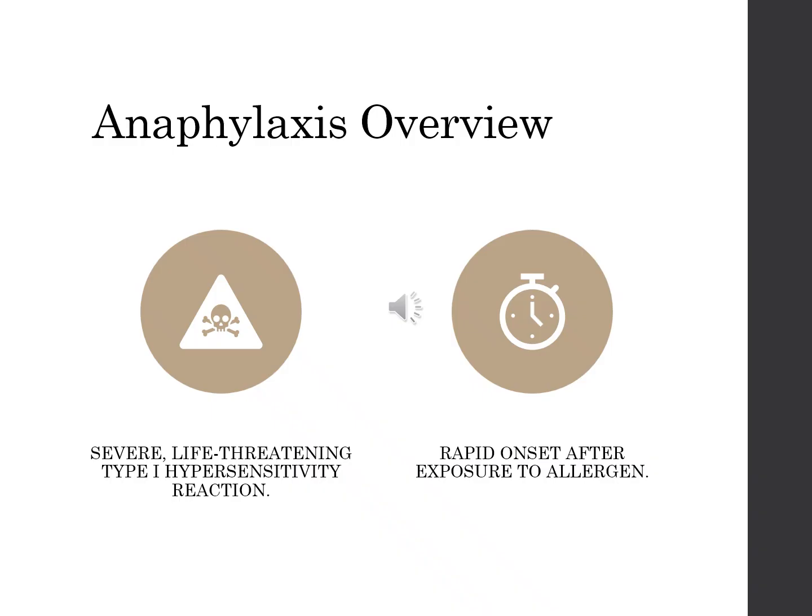Okay, so we're going to talk about anaphylaxis. So anaphylaxis is a life-threatening, rapid onset allergic reaction. It is a type 1 hypersensitivity reaction, which means the immune system overreacts to an allergen, something like a food, medication, or a bee sting, and it releases a flood of chemicals, especially histamines. Histamines cause widespread inflammation and can lead to shock in our patient.